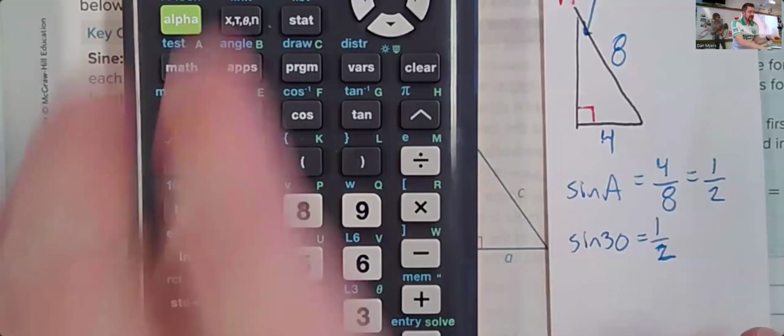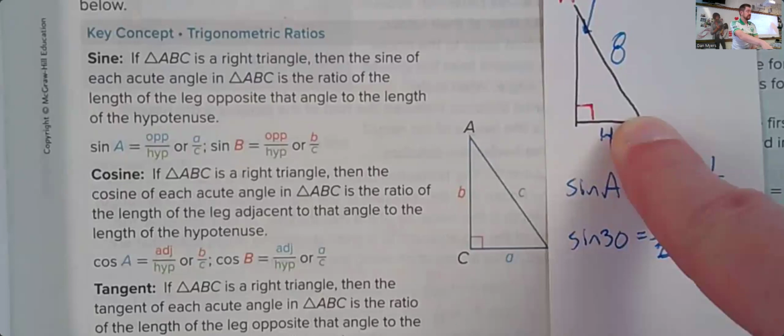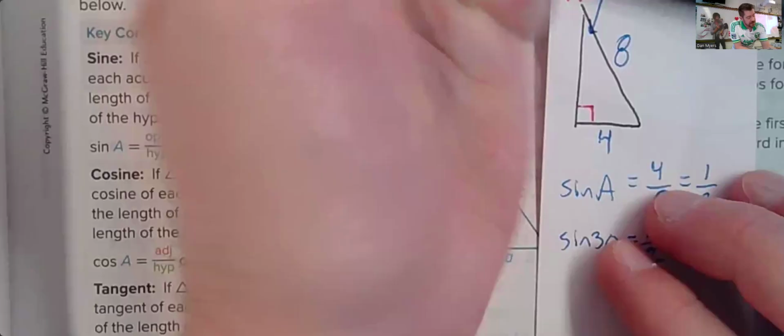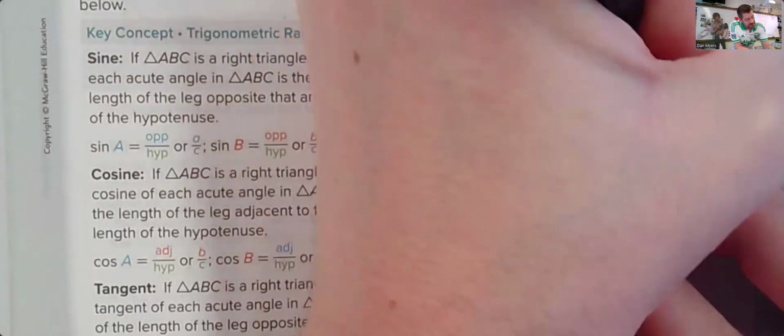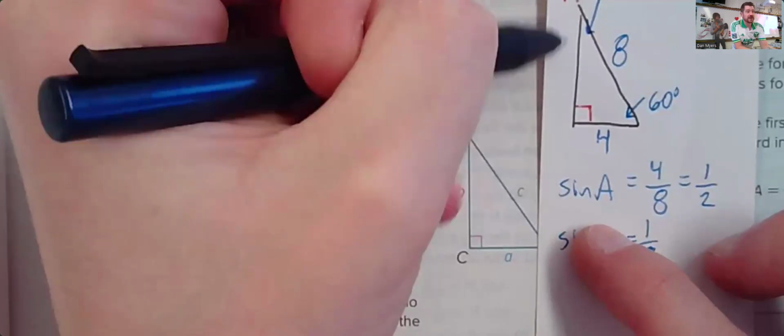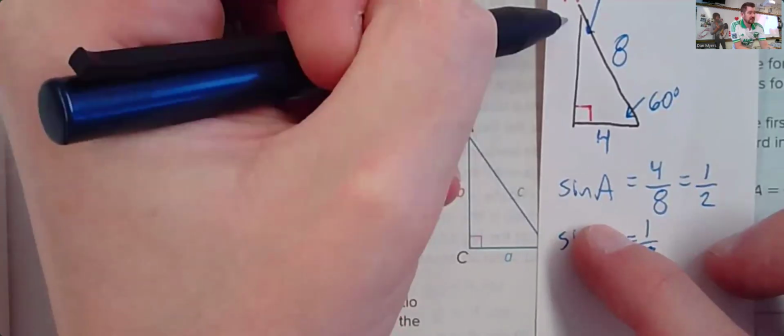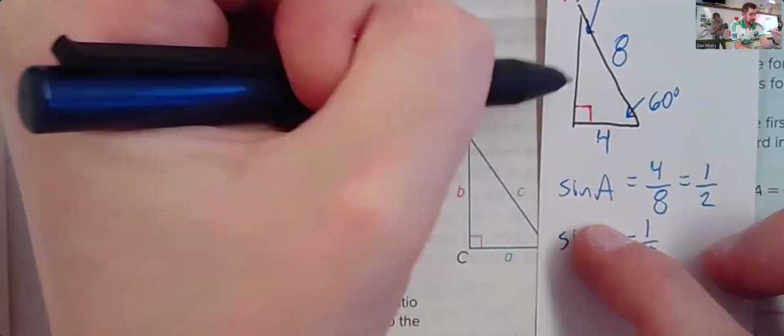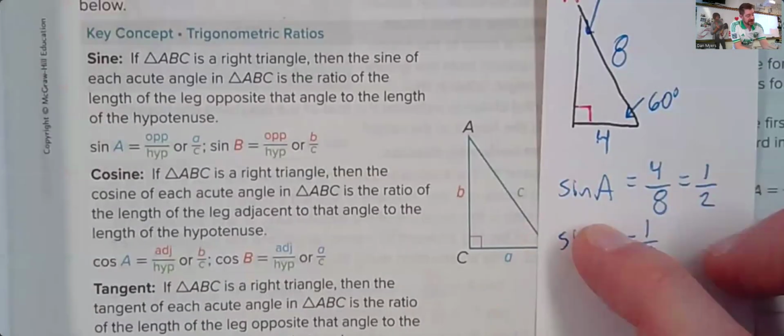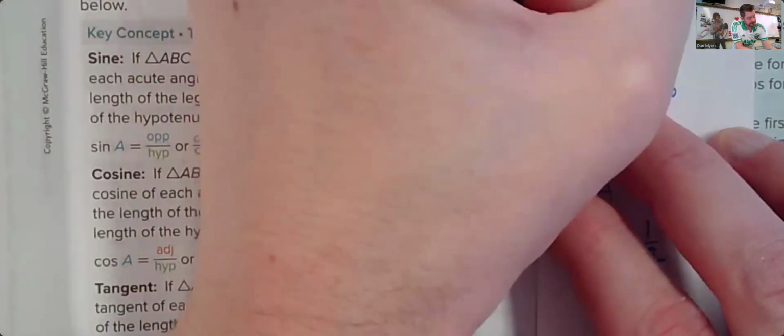Now, this angle down here is how many degrees? 60. Okay. That's a 60-degree angle. What's the length of this right here? Yeah, 4 times the square root of 3 or 4 root 3.